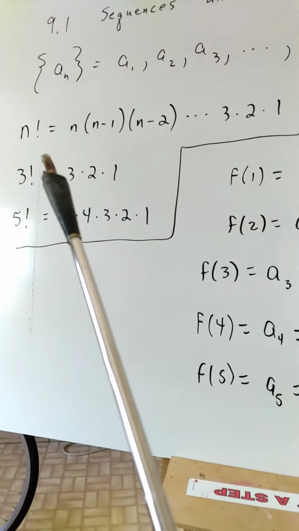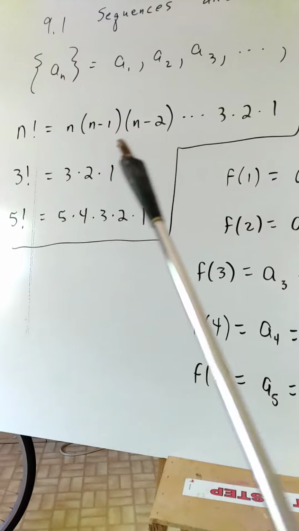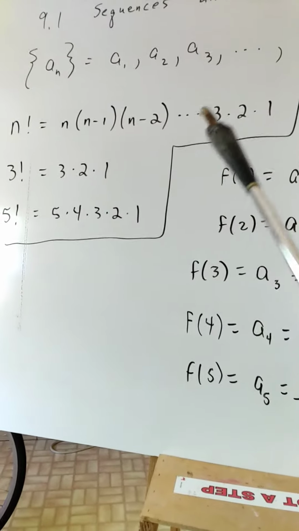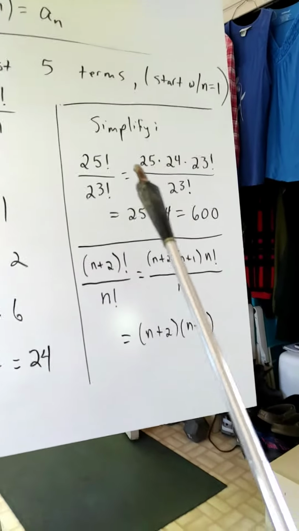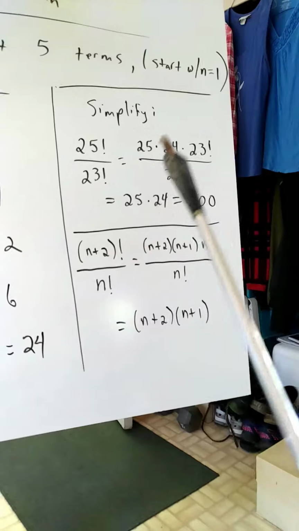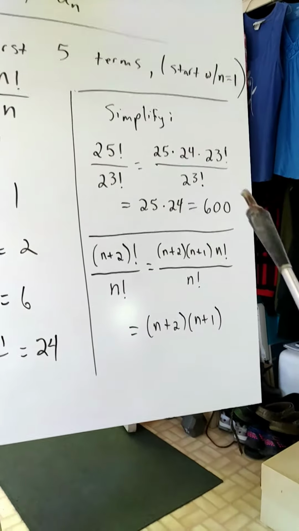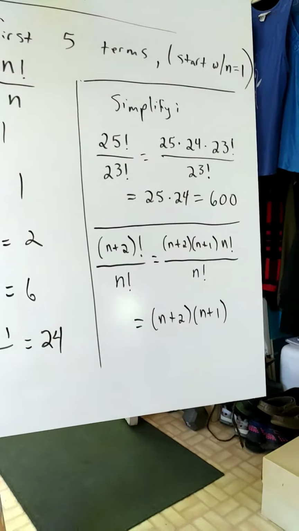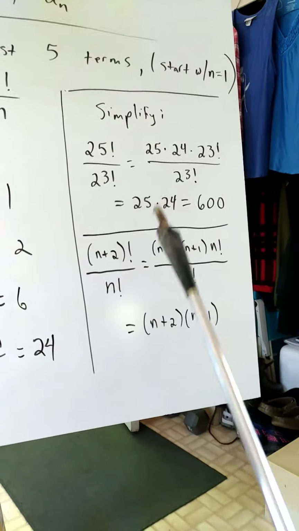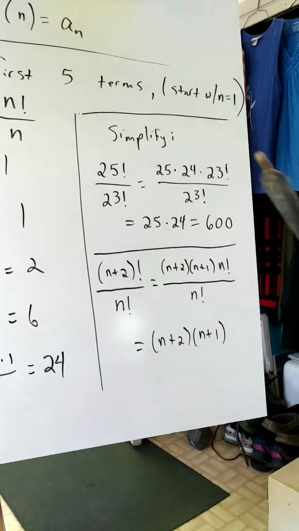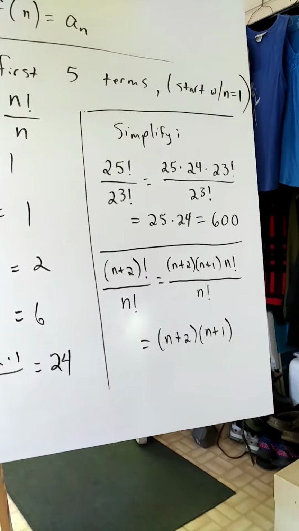And so for n factorial, that would be n times n minus 1 times n minus 2 until we reach the 3 times 2 times 1. And once we're at 1, we stop. So for 25 factorial, we could go 25 times 24 times 23 times 22 times 21, etc., all the way down to 1. And do the same thing for 23 factorial: 23 times 22 times 21 times 20 times all the way down to 1.